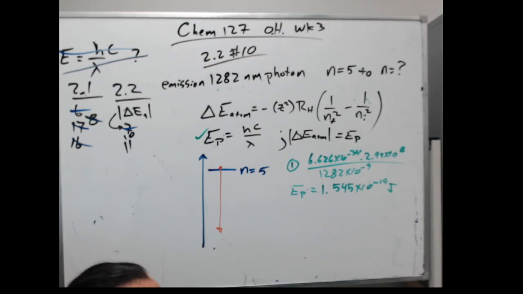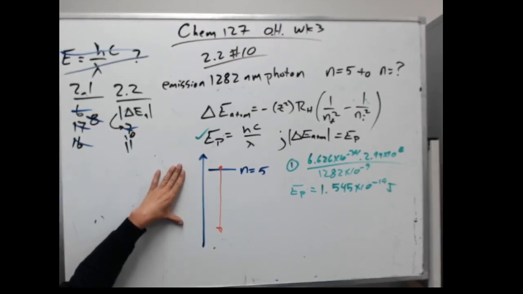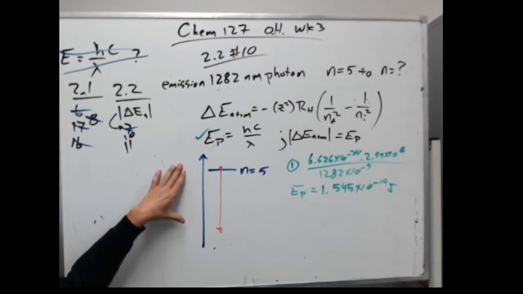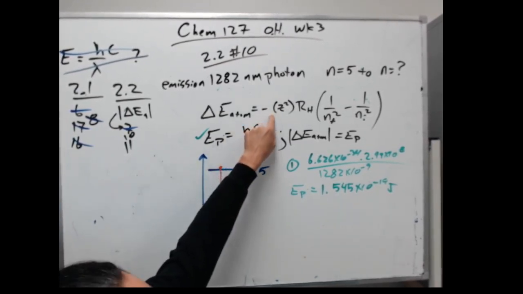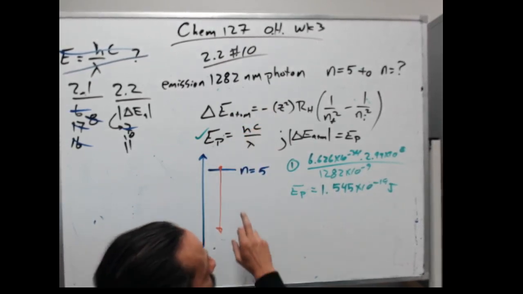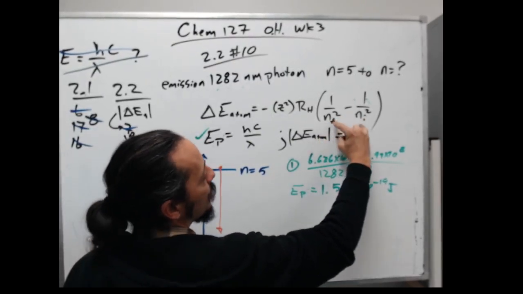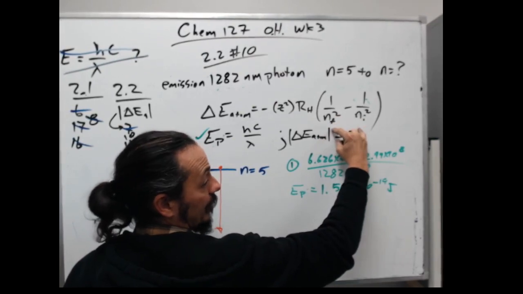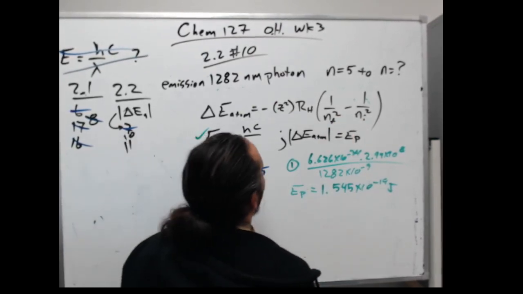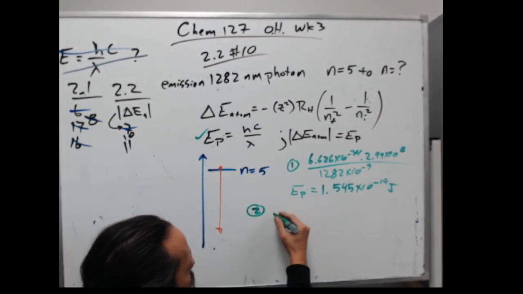So the logic here, there are 2 different ways to think about it. I like thinking about it this way. I know my atom needs to lose energy, so I want to get rid of the negative sign for my atom losing energy. The other thing I can think about is my initial is 5, my final is going to be 4, 3, 2, 1. This parenthesis is going to be positive. So I'm going to go ahead and get rid of this absolute value of the energy of the atom. So step 2 is logic.